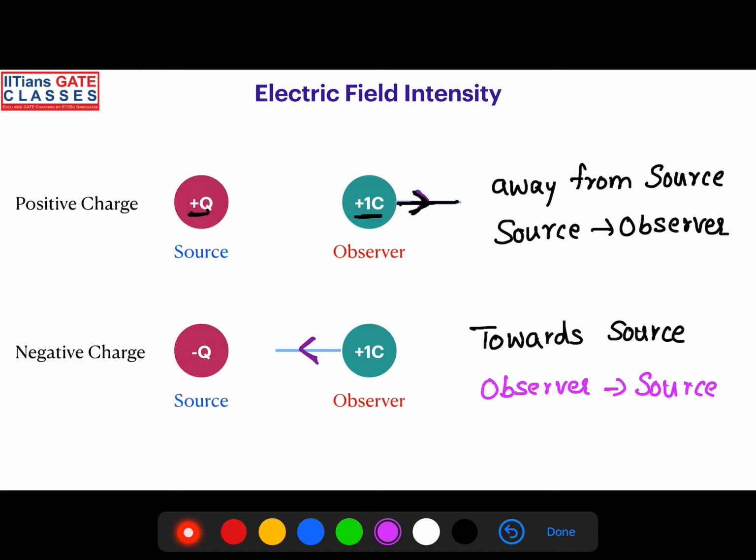So when I summarize, when the charge is positive, the direction of electric field intensity is away from the source, radially away from the source. When the charge is negative, the electric field intensity will be radially towards the source.